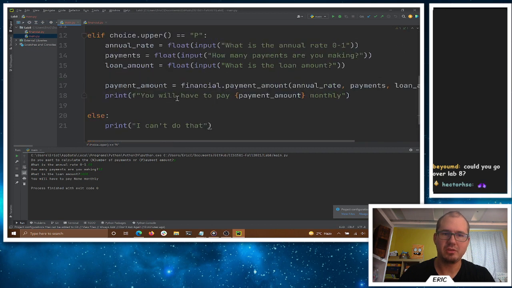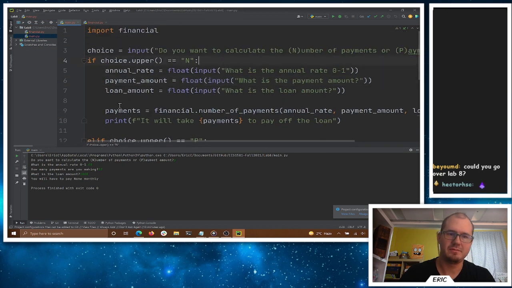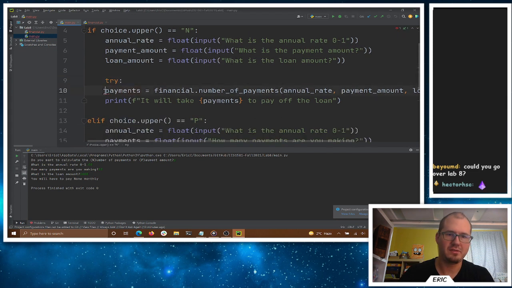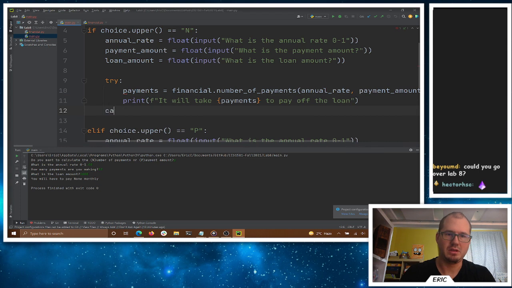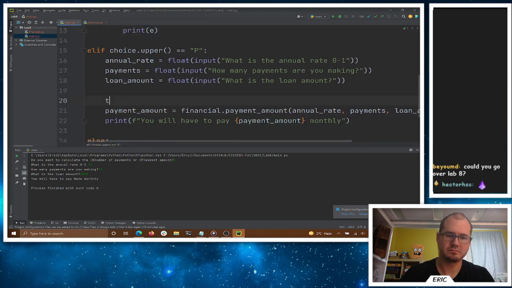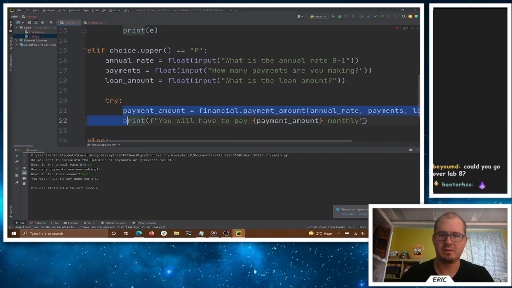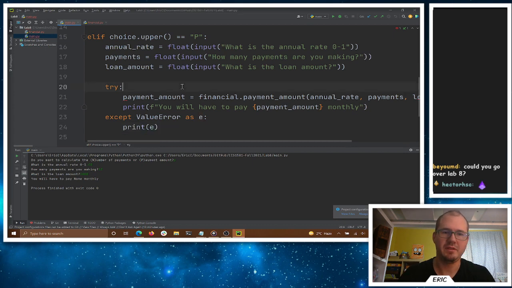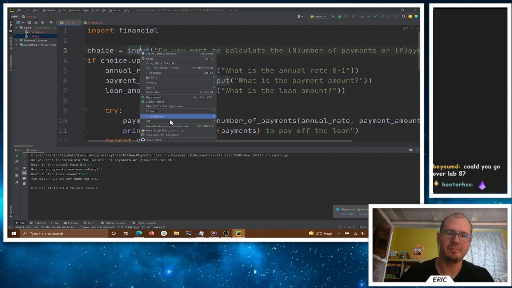And then we also forgot to do all of this in a try-catch block. So we need to try this and catch as a value error, or accept value error as E. We'll print the error. Do a try. Put this in our accept block. Accept the value error as E. Oh, we can print out the error if something bad happens. All right, let's try one more time.